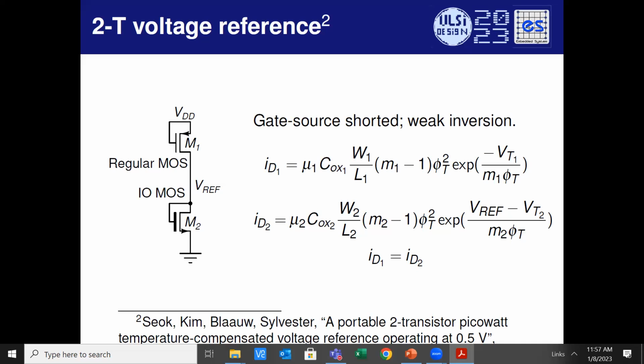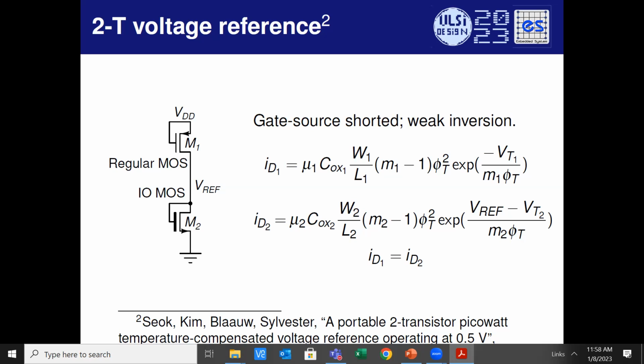The second MOSFET, presumably this current is so low that the second MOSFET cannot possibly be in saturation or strong inversion. So the second MOSFET is also going to be in weak inversion, and this also has characteristics based on the weak inversion equation. Now there are only 2 devices over here. ID1 has to be equal to ID2.